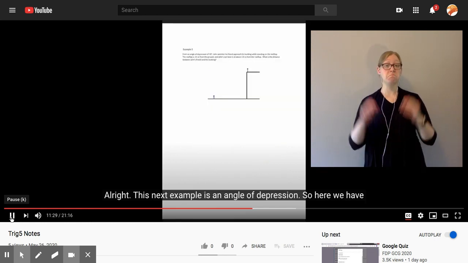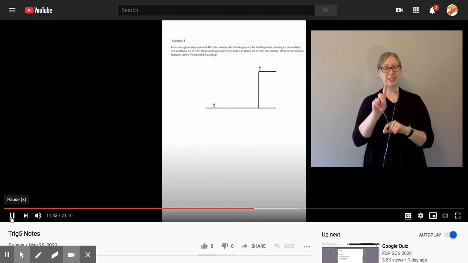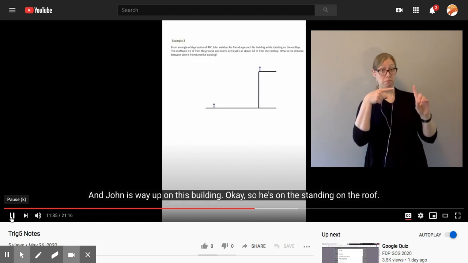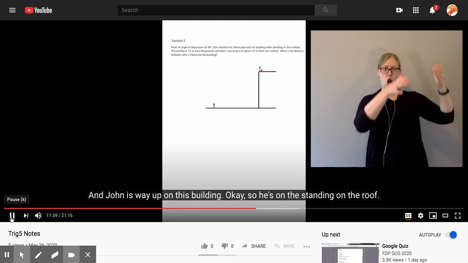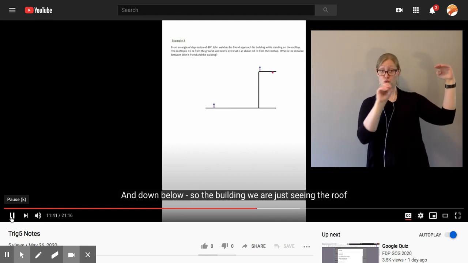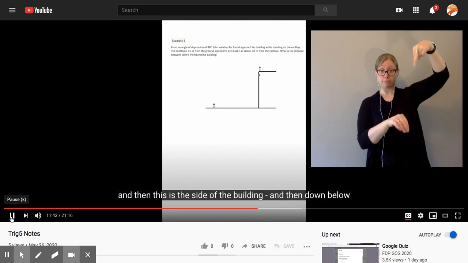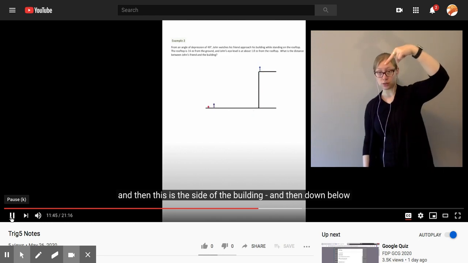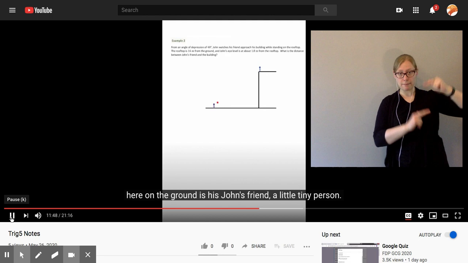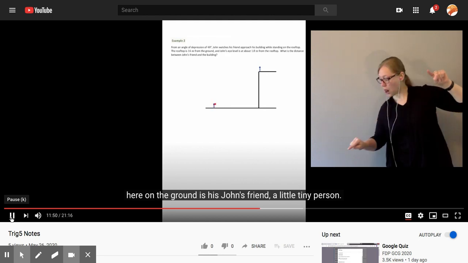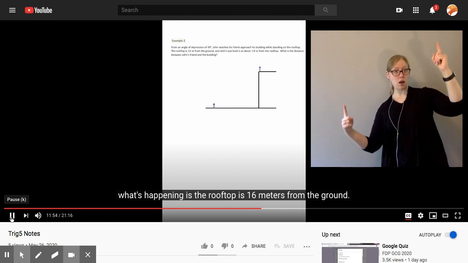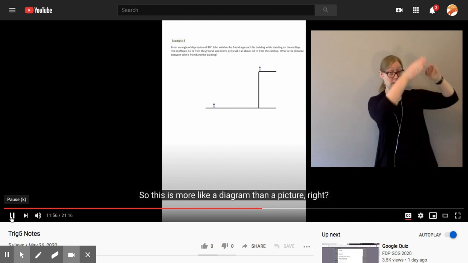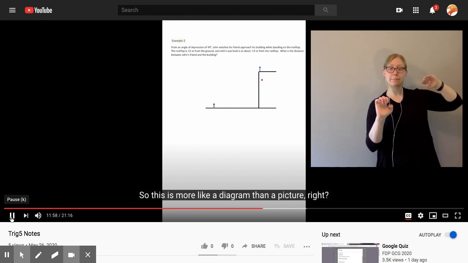All right, this next example is an angle of depression. So here we have John, and John is way up on this building. Okay, so he's standing on the roof. And down below, so the building, we were just seeing the roof, and then this is the side of the building. And then down below here on the ground is John's friend, little tiny person. And what's happening is the rooftop is 16 meters from the ground. So this is more like a diagram than a picture, right?